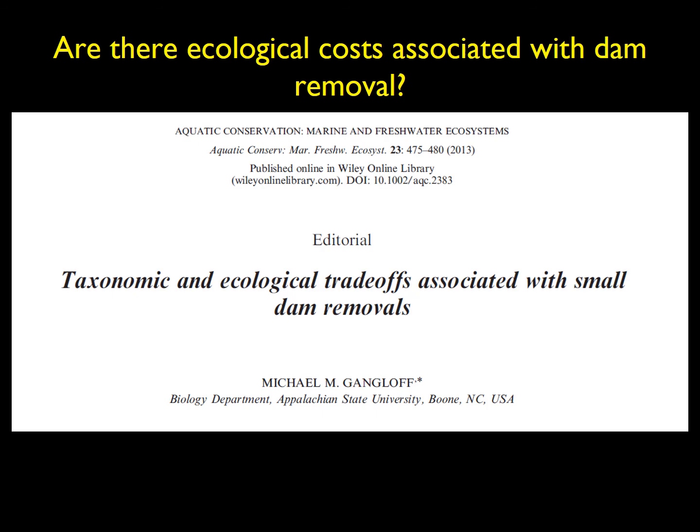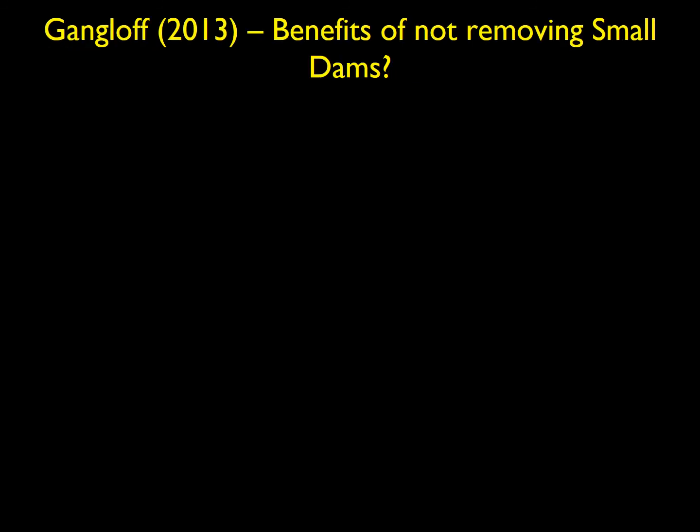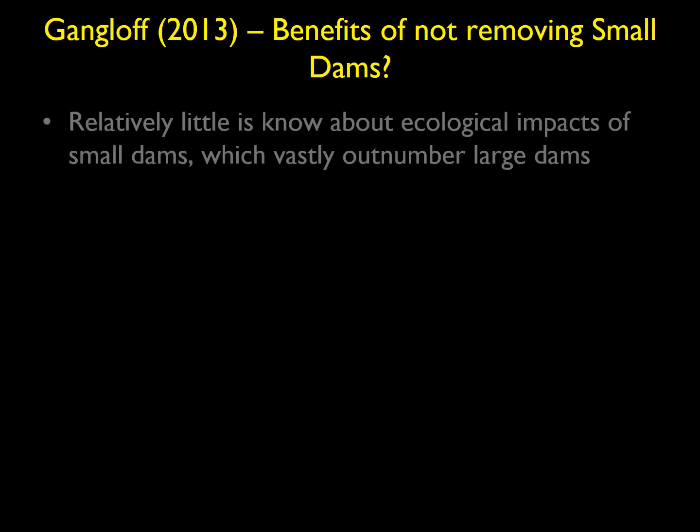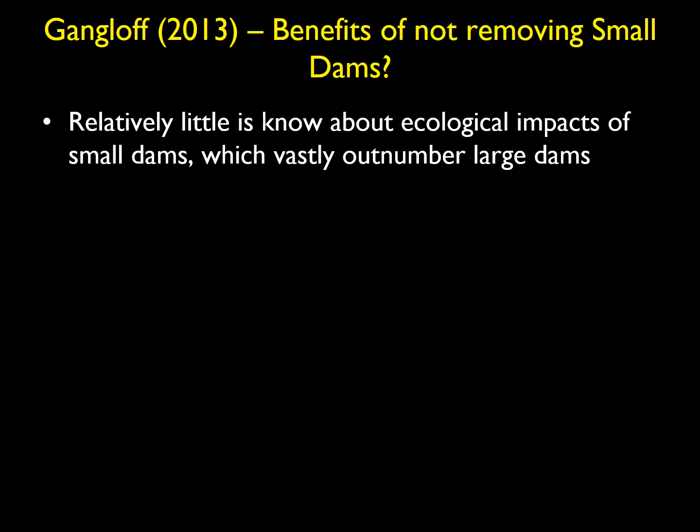So Mike Gangloff, he studies freshwater mussels primarily, so thinking like a freshwater mussel, what might be the issues here? They're filter feeders, they live on the bottom of the stream, they have to kind of burrow into the substrate to be able to live. So he mentions a couple things. First of all, he just points out that we don't know a lot about the impacts of these smaller dams, and that they may not be as great as the impacts of these larger dams. So maybe there's not as much of an upside potentially to removing these small dams.